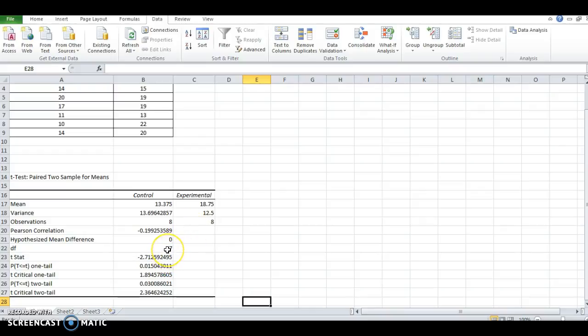Degrees of freedom, what is that? For each group, the degrees of freedom is your n, or sample size, minus 1. So 8 minus 1 is 7. That's where that number comes from.